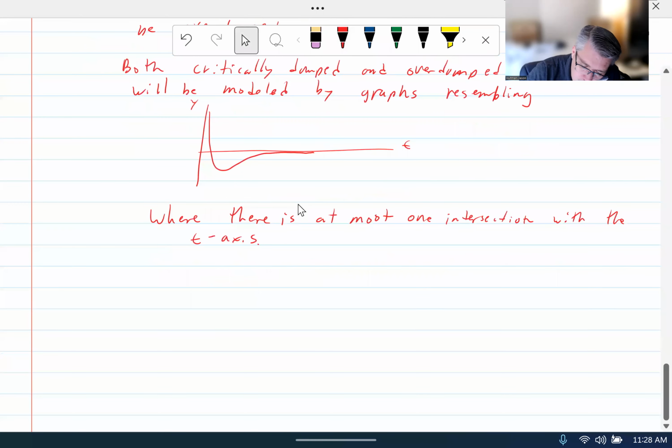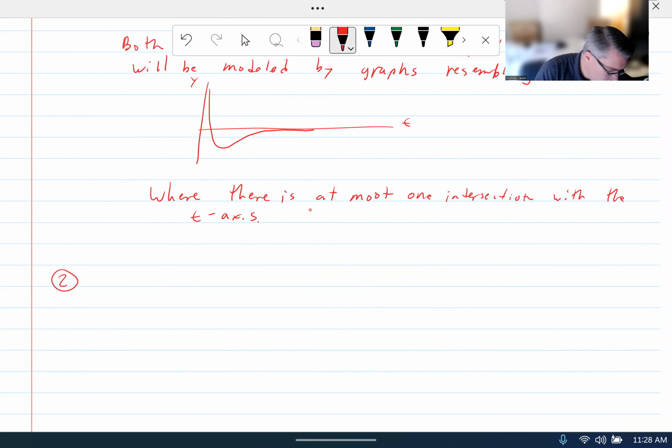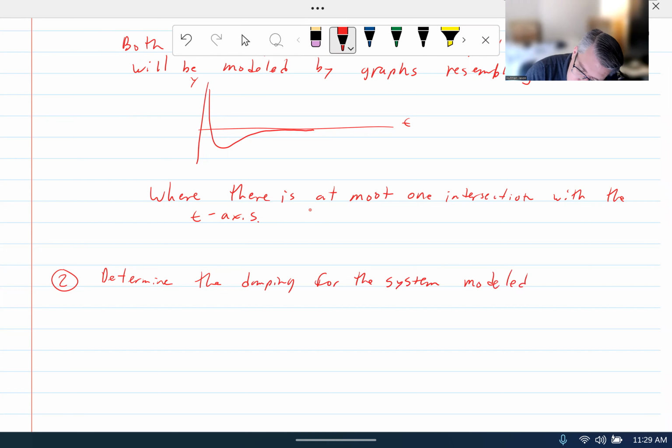Okay, let's do one last example here. Number 2, determine the damping for the system modeled by d2y over dt squared plus 4 dy dt plus 7y equals 0.